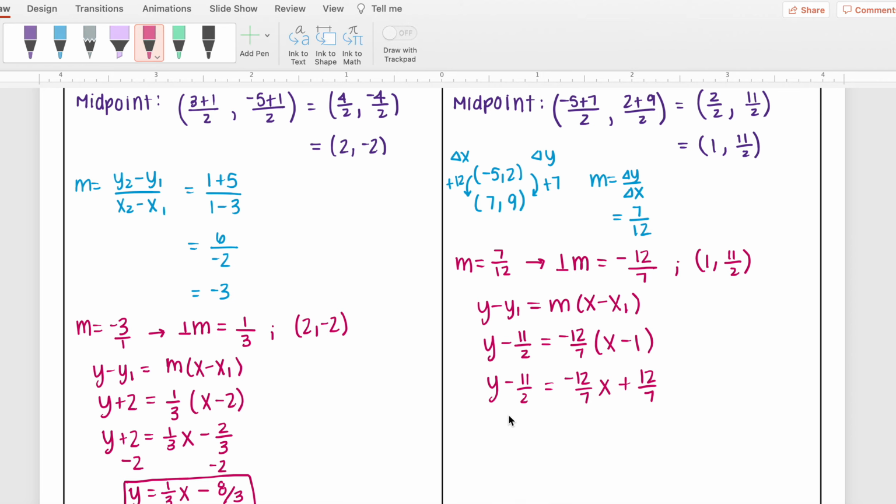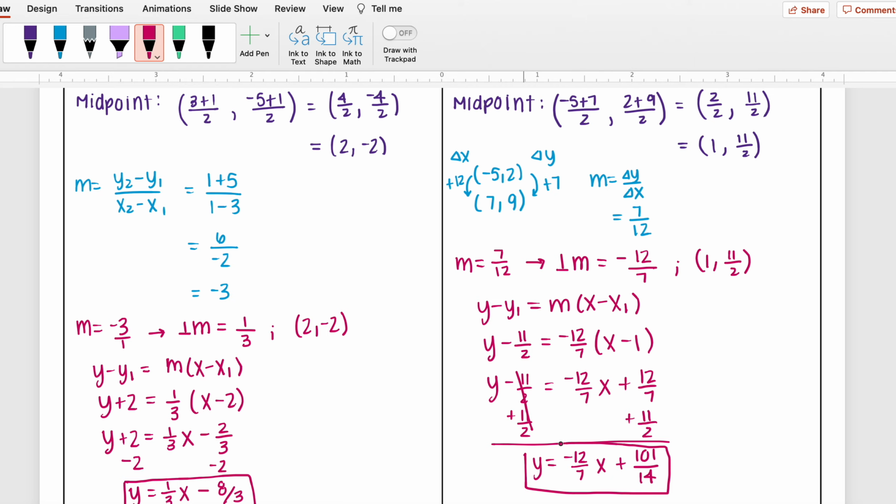And then I'm going to add 11/2 to both sides. And you can go ahead and use a calculator for these fractions. You can go to Desmos and it can do it for you. And when you add those fractions, you should get 101 over 14. And so this will be the equation of my perpendicular bisector.